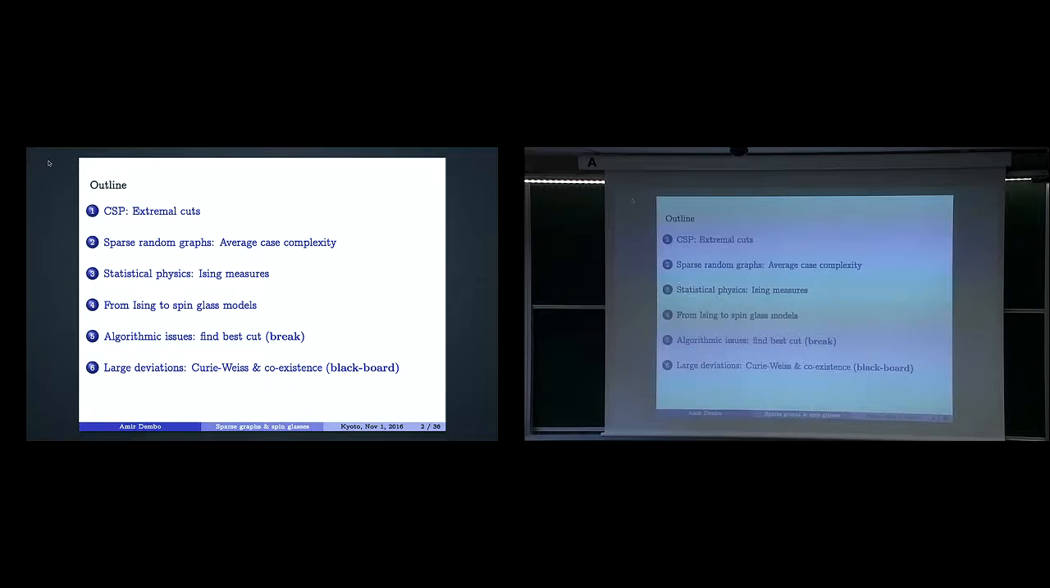Then the connection with statistical physics will come through the connection between extremal cuts and Ising measures, specifically antiferromagnetic Ising. Then part 4 will be the mathematical result, how to connect the Ising problem on a sparse graph with a spin glass model on a complete graph. That's where I will go over the proof of the theorem that I mentioned to you at the end of last time, and I will repeat it again. Then there will be a break.